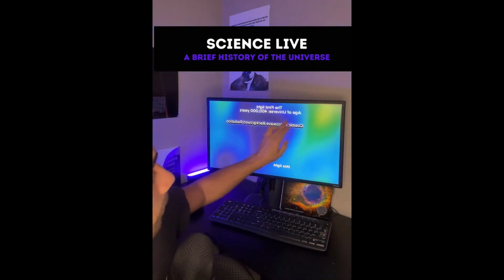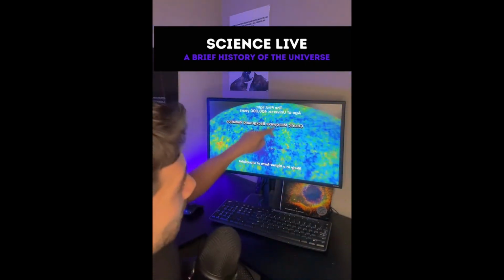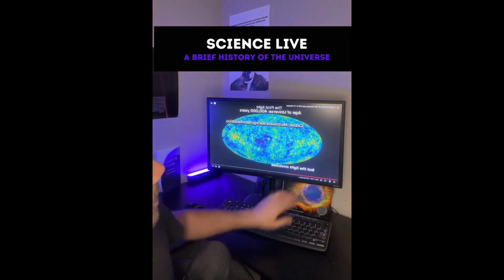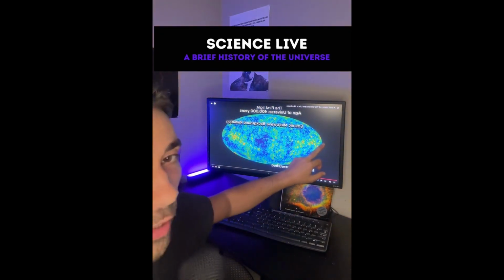Now, that's what we see. So we can literally see the Big Bang and how it was. And if you notice, this is the picture of the microwave radiation.